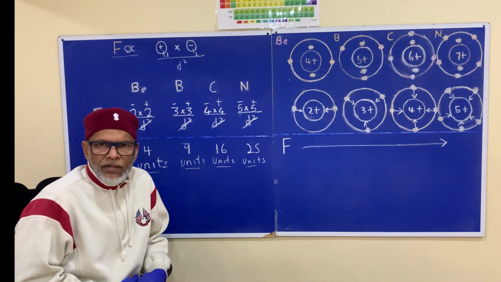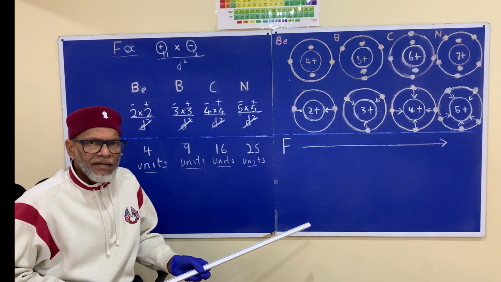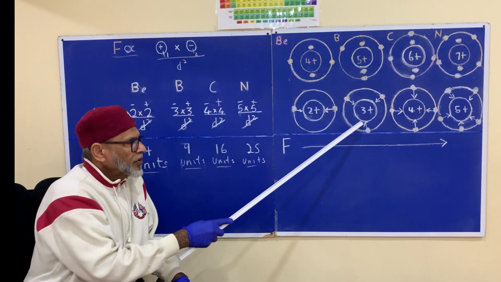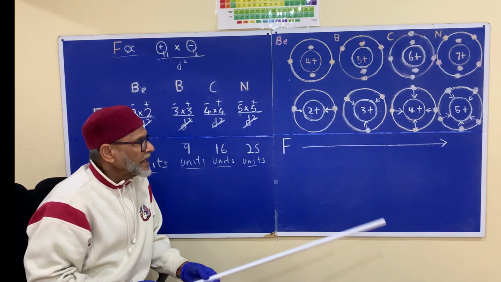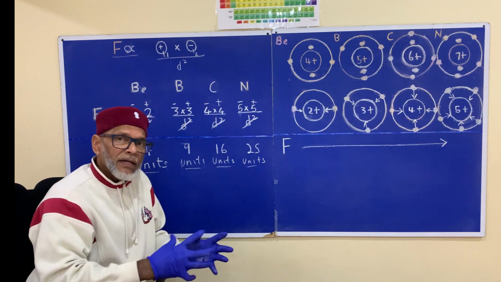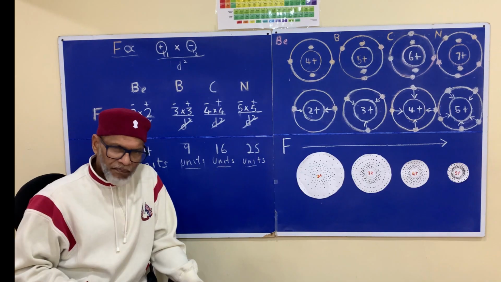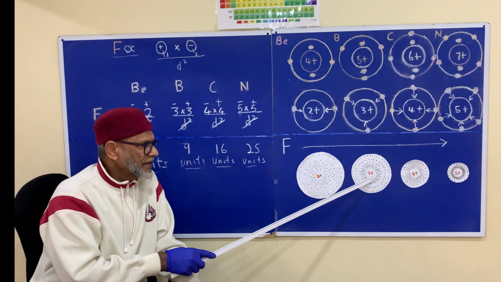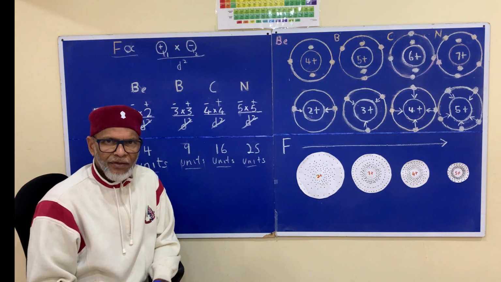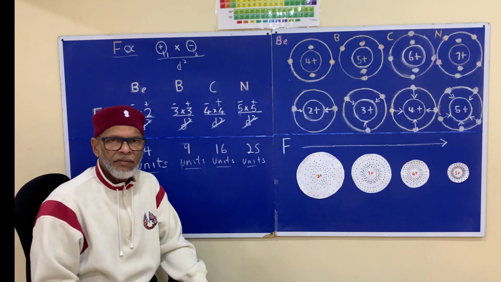How do you think the atomic radii will look? Obviously, as you move in that direction, the atomic radii will get smaller and smaller, because as you move in that direction, the effective nuclear charge gets bigger and bigger and is able to attract the electron closer to its nucleus. This figure here tries to depict how the atomic radii will change as you move from left to right across period 2 of the periodic table of elements.